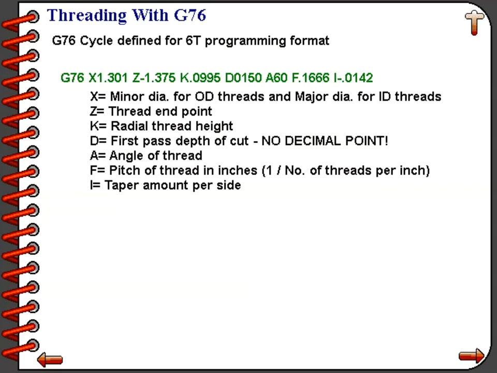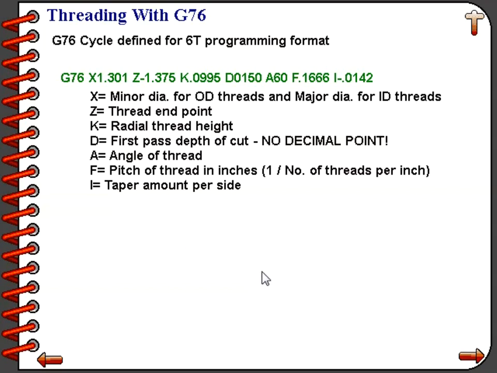The D word will specify our first pass depth of cut. Notice also no decimal point for this word either. The A word is going to specify the angle of the thread. The F word will specify the pitch of the thread in inches. And we get that by taking 1 divided by the number of threads per inch. And finally, I will specify the taper amount per side. A negative value would make the front edge of the thread smaller in diameter. A positive I value would make the front edge of the thread larger in diameter, as would be the case for a female pipe thread.